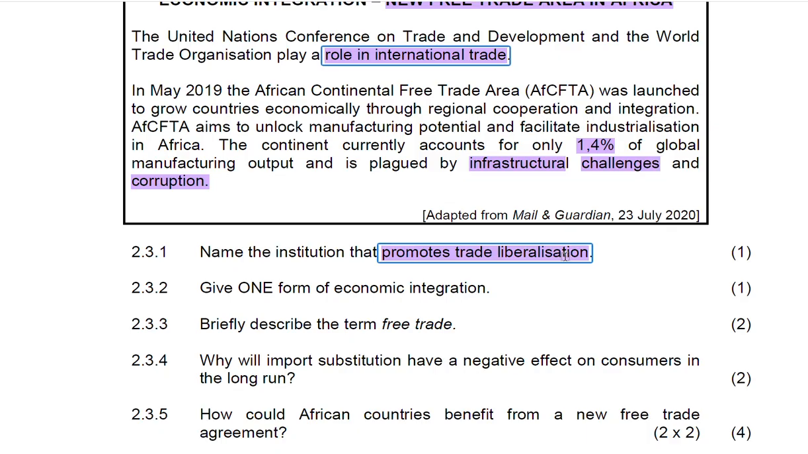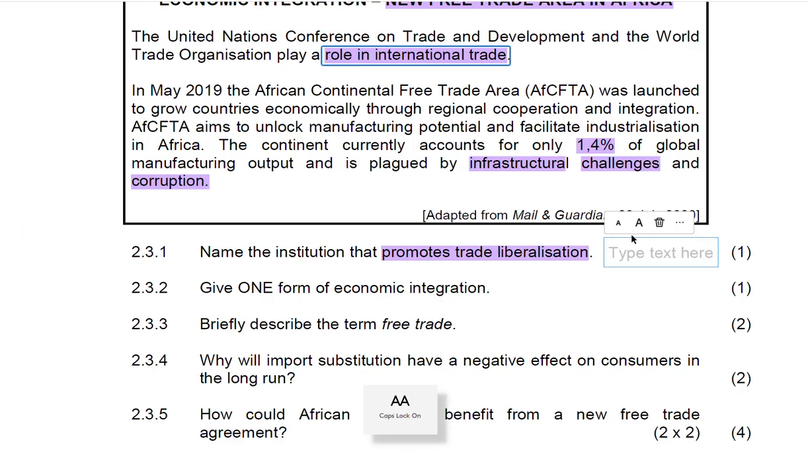What is the institution that promotes trade liberalisation? It is the World Trade Organization or WTO. So any of the two will be correct. What I will write on screen, I will then say WTO. You will recall from the class, WTO is the World Trade Organization. So that's the institution that promotes trade liberalisation.